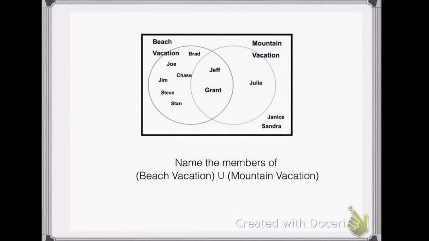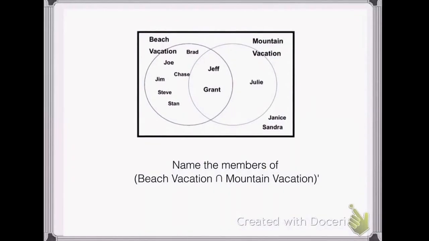Let's change this one to be name the members of beach vacation, intersect, mountain vacation. There we go. Intersect, mountain vacation. Beach vacation, intersect, mountain vacation, prime. Remember, those are people who are not in the intersection.